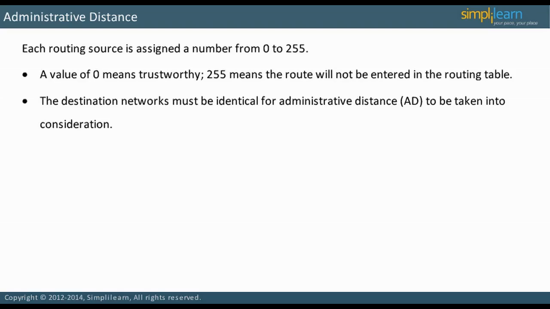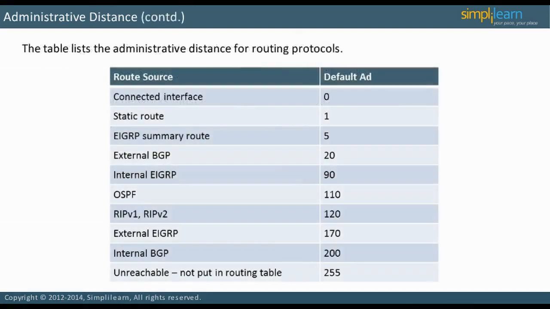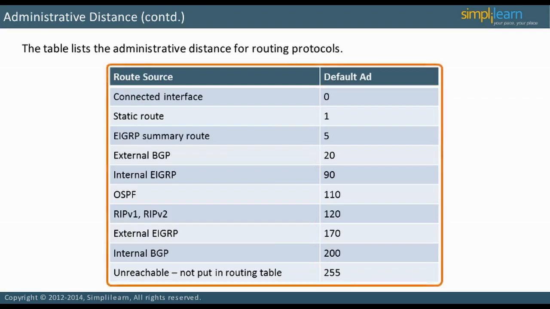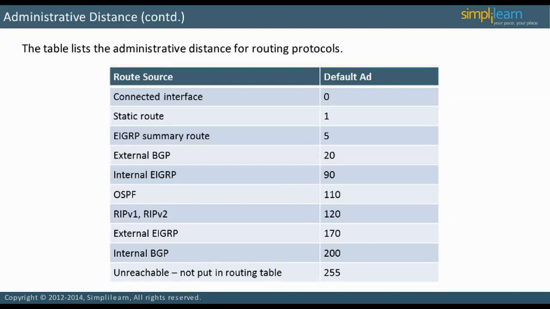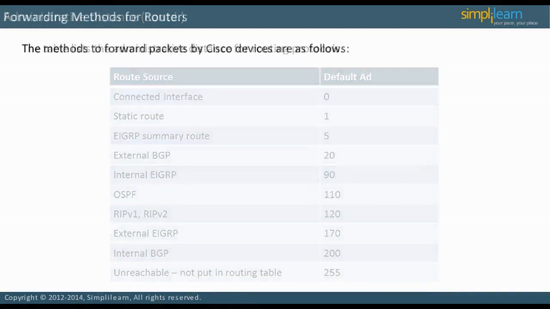Let us look at some common administrative distances. Each routing source is assigned a number from 0 to 255. That rates how trustworthy it is. The table on the slide shows the default administrative distance for routing protocols. Take some time to study it. We have discussed routing protocols in general, but how internally does a router process the packets for forwarding? Let us discuss this in the next slide.